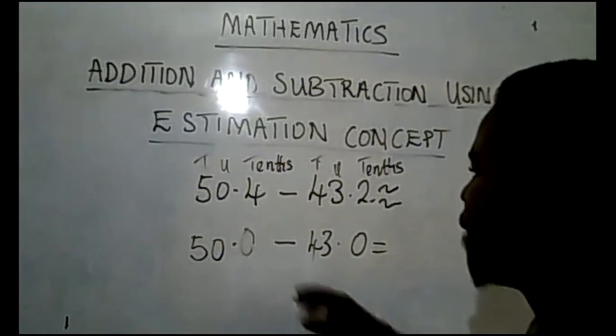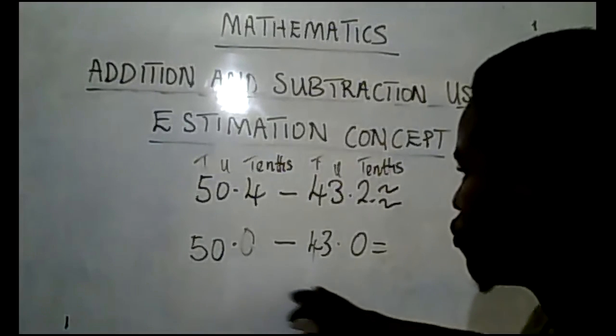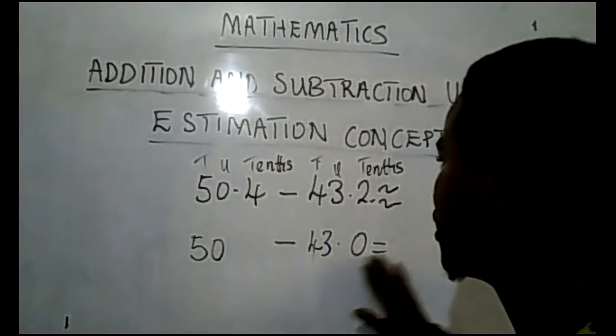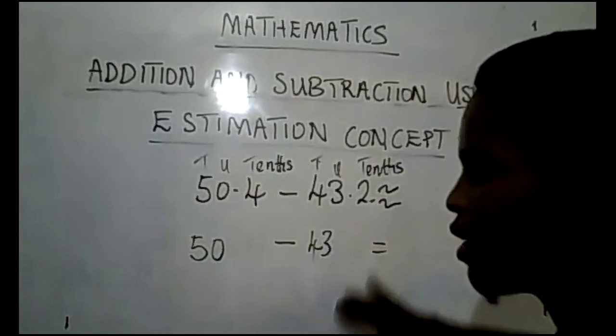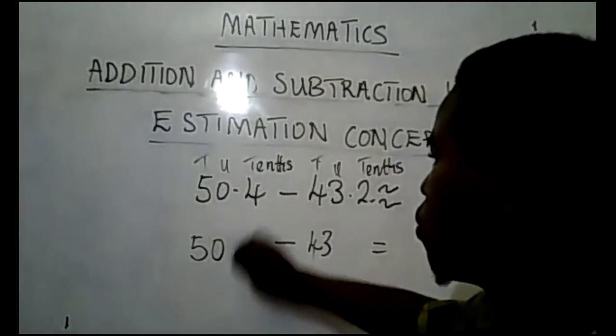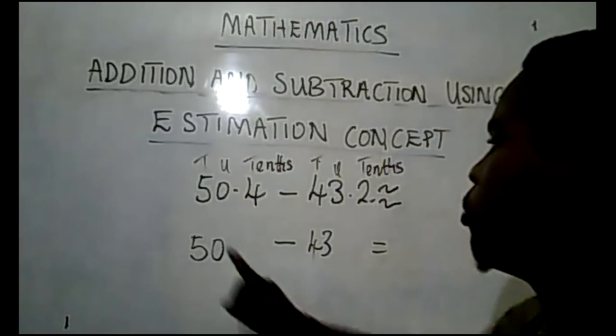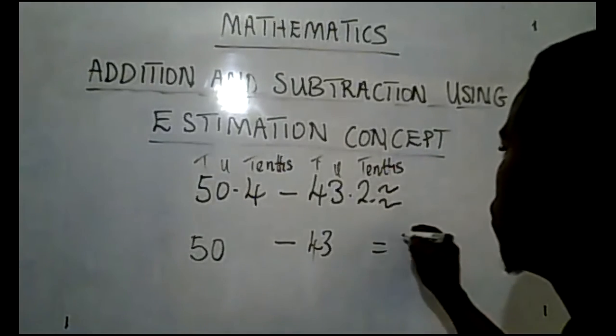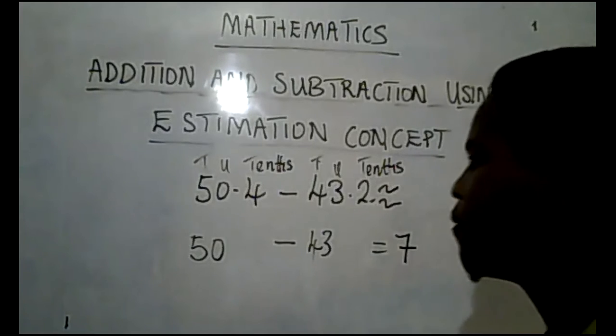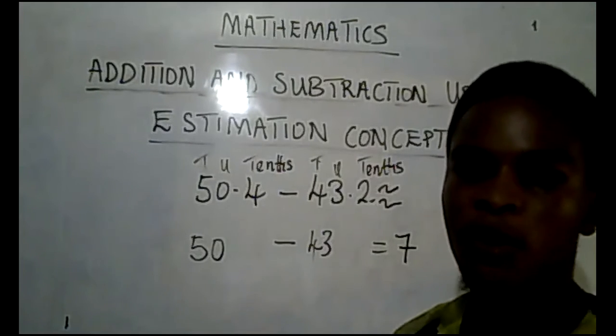Good. Now, having converted to the nearest whole number, you remove the 0 because we are dealing with whole numbers now. Now you'll have 50 minus 43, which will give you what? 7. 50 minus 43 is equal to what?